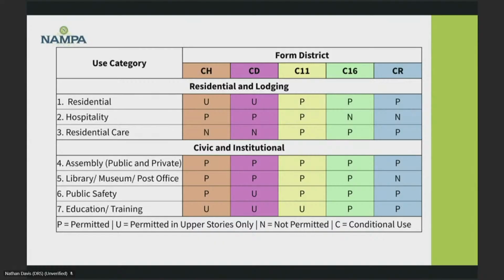So like assembly, public-private. One of the things we've talked about is not having event space in that core downtown area. That would allow it, correct? So that's a discussion in and of itself. This goes back to my earlier question: the decisions that are being made here, are they lasting? Are these permanent? Because these are big decisions.